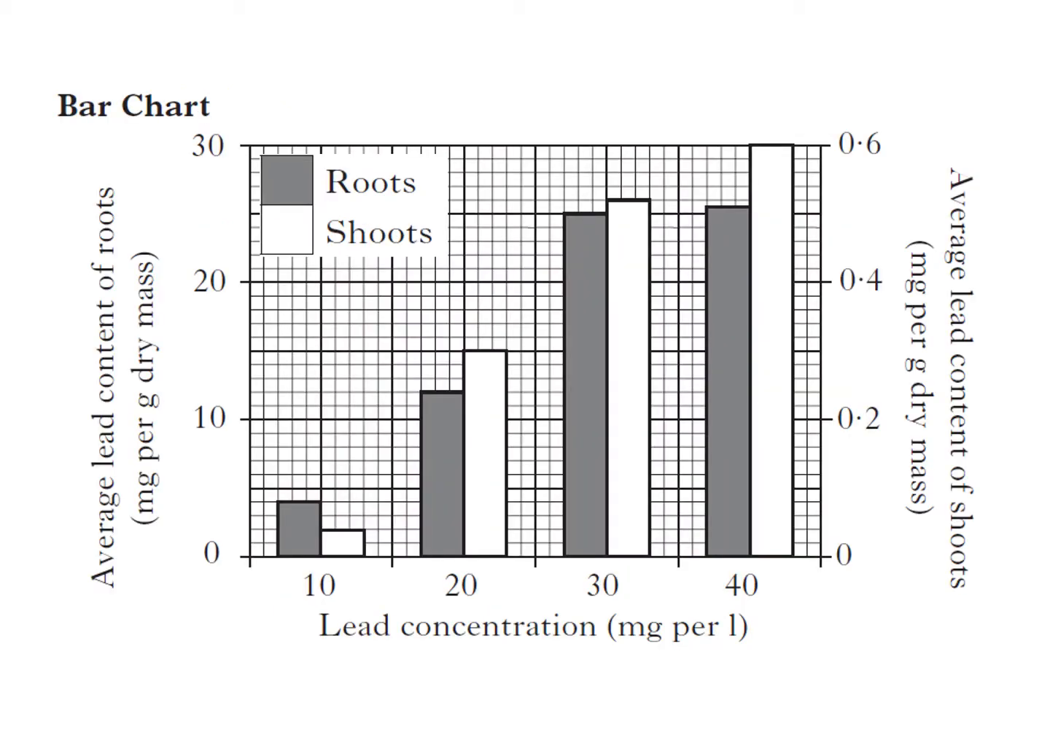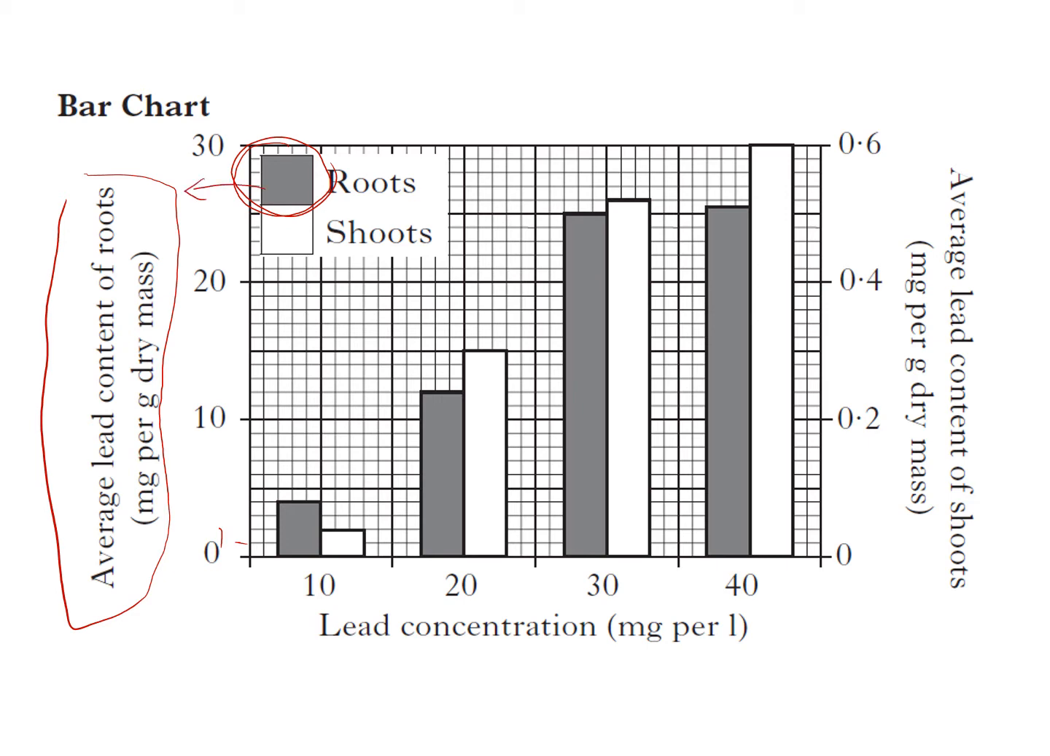And then we have a bar chart, and this has got a secondary axis, just to make it slightly more complicated. So we've got the average lead content of the roots going up the side here. This is going up in ones, and it is this one that we're looking at. This is the first bar graph that you've seen with a secondary axis. You've seen several line graphs with a secondary axis, but this is the first bar. So the roots one we are reading to this side.